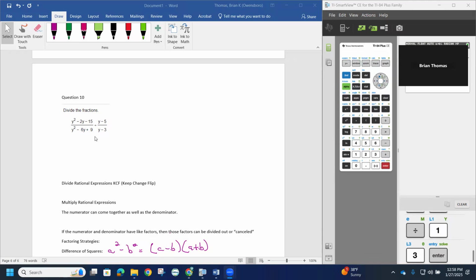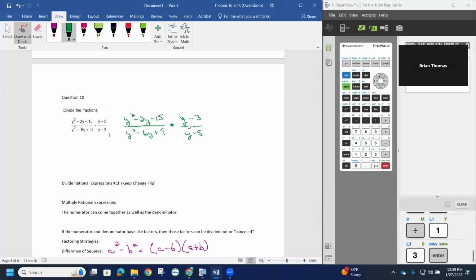So first off, remember in division, we don't typically divide, so we keep, change, and flip to start with. So I'm going to keep the first rational expression: the y squared minus 2y minus 15 over the y squared minus 6y plus 9. But we're going to change the division to multiplication. By doing so, the second rational expression has to flip. So the y minus 3 goes in the numerator, and the y minus 5 goes in the denominator.